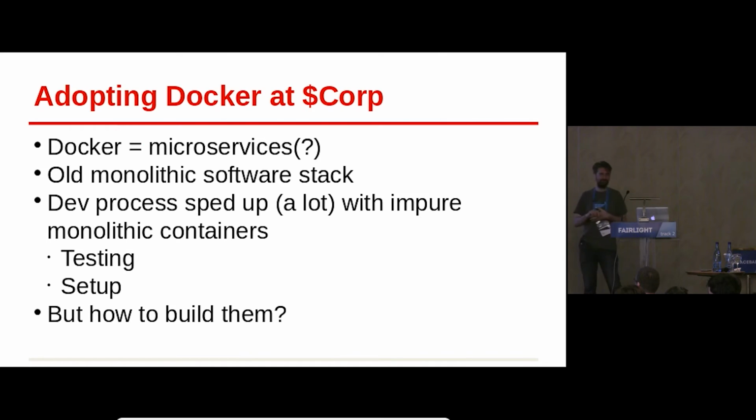So in introducing Docker at this corporation, okay, another question. How many people work in companies of more than 100 people here? Okay. How many more than 50? How many more than 10? Okay, so between 10 and 50 is kind of the norm.